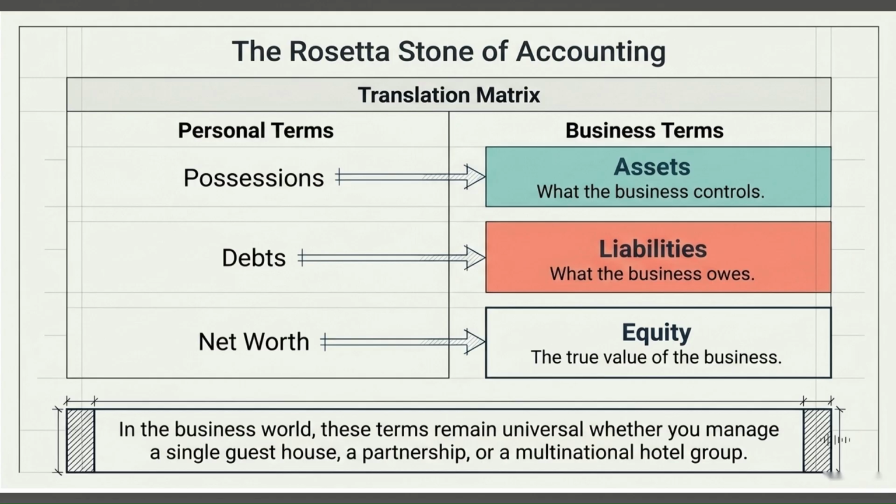That universality is what makes financial statements comparable across businesses and across borders. And comparability, you will remember, is one of the enhancing qualitative characteristics from Learning Unit 1.